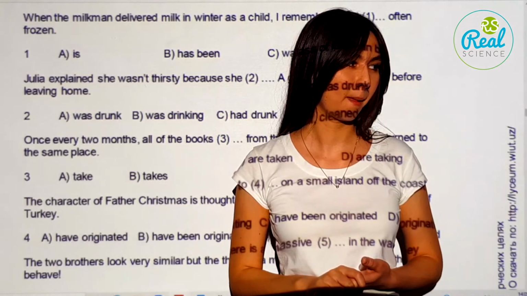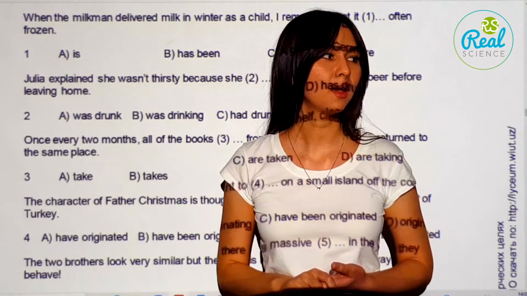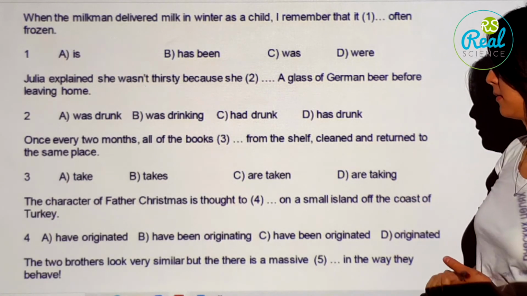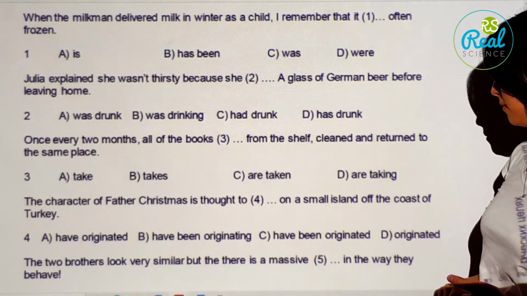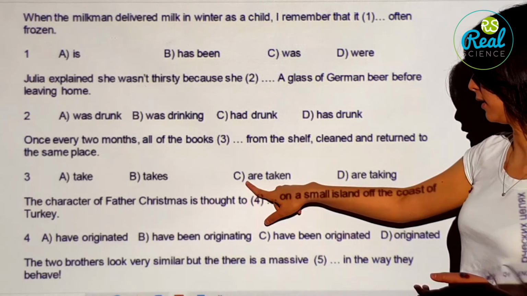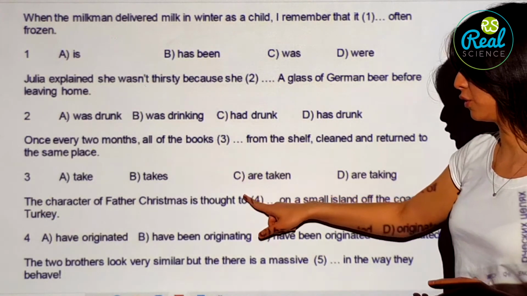Aziza? Can I? Yes. Once every 2 months, all the books are taken from the shelf, cleaned, and returned to the same place. Letter C. So are taken. Yes. Correct. C1 is correct. Very good.